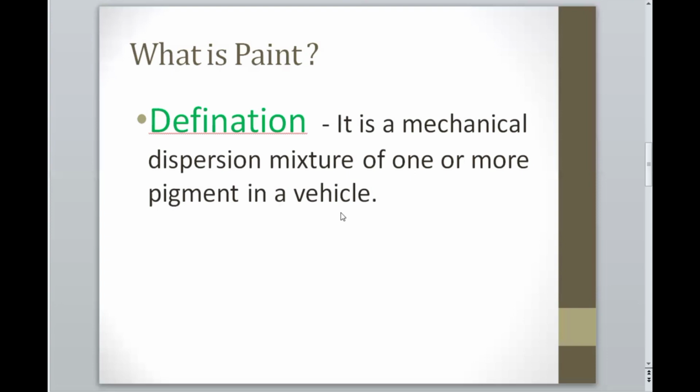Generally, drying oil is one of the vehicles used to produce paint. So when one or more pigments are added in a vehicle and mixed properly, then the paint is produced. Repeat the definition of paint: it is a mechanical dispersion mixture of one or more pigments in a vehicle.